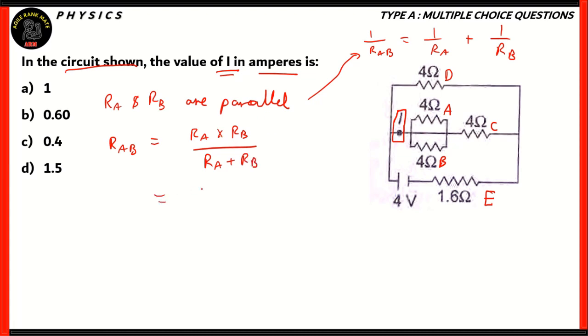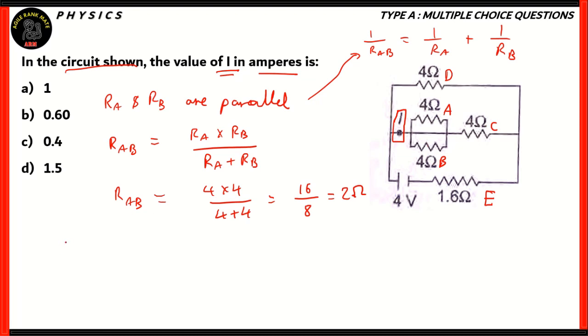Now, both of them are 4 ohms each, so it's 4 into 4 divided by 4 plus 4, which is 16 over 8, which is equal to 2 ohms. So resistance AB, this particular bit, is 2 ohms.